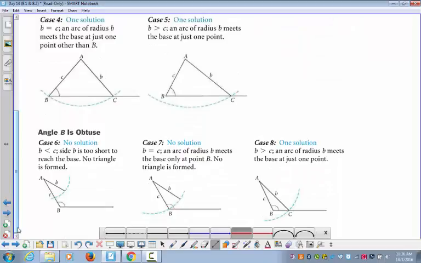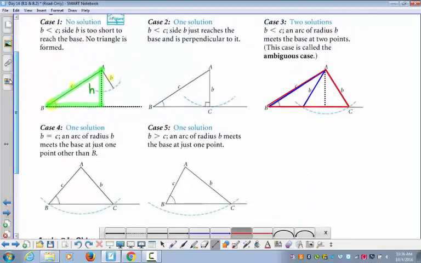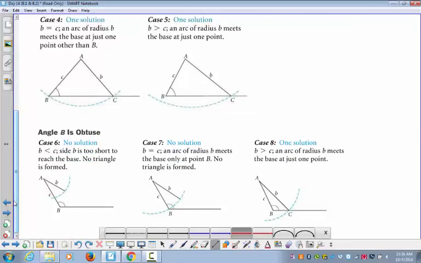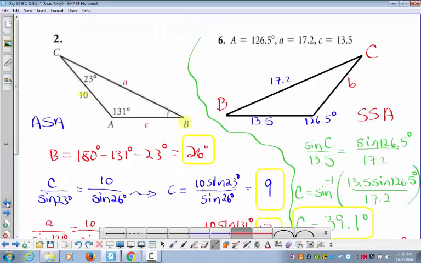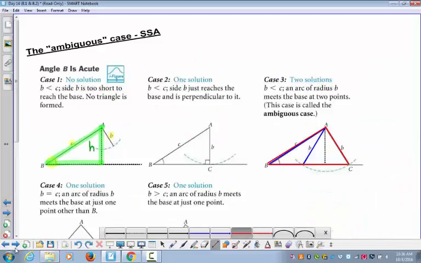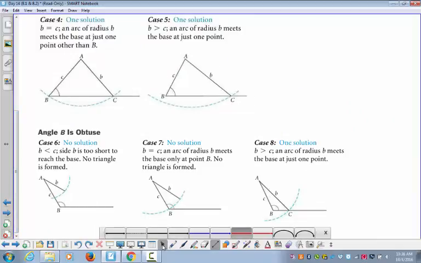Okay. So a little summary here. If the angle that you know is obtuse, then you'll never have the two triangle case. If that first angle is obtuse, you can't swing a side underneath to get two triangles. So that's actually a simpler situation if the angle that you're given is obtuse. And that's the case that we just did over here. Right? Here we were given an angle side-side situation, and that angle that we were given was obtuse. So that's actually the simplest case for angle side side.